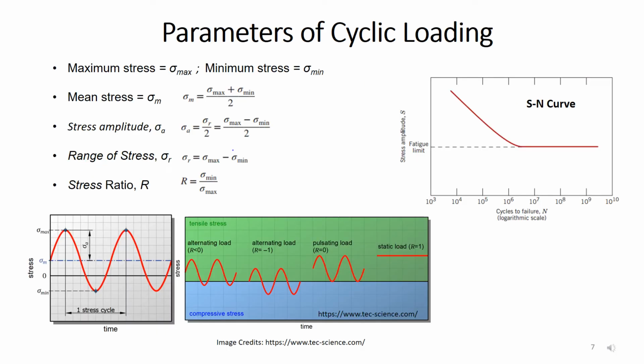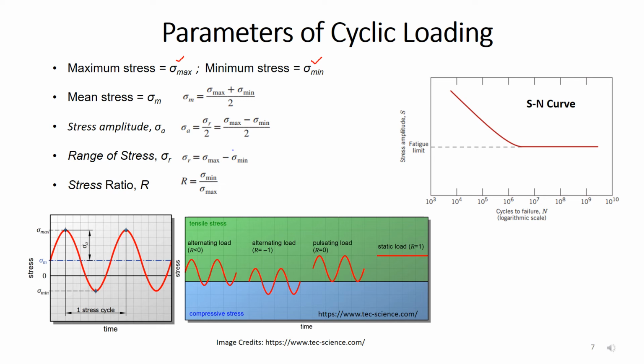There are some parameters which we need to find out from the stress cycle. Likewise, the maximum stress is denoted by sigma max, whereas the minimum stress is denoted by sigma minimum. So this is the typical cyclic loading, which is shown in the form of a sinusoidal load. Here, this type of loading explains all the points which will be discussed here.